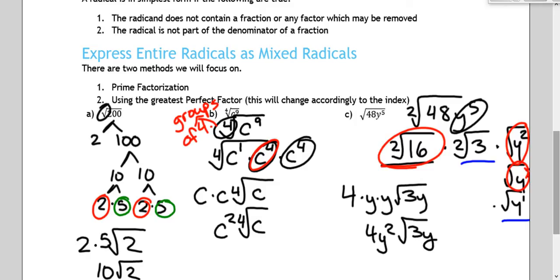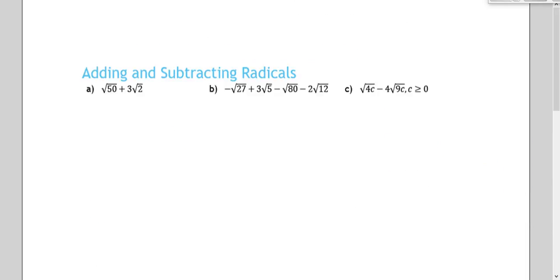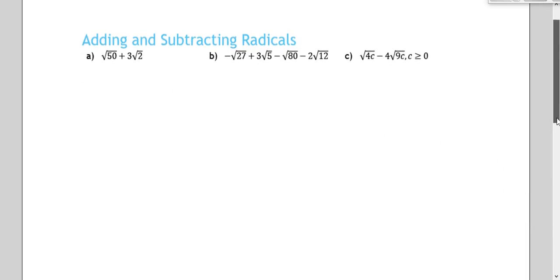Okay? Now, again, that's just a different way of looking at it. If that way doesn't make sense to you, don't worry about it. Move on, do one of the other ones. Always break down into factor trees, whatever makes the most sense to you. And then we're going to go on into adding and subtracting radicals.